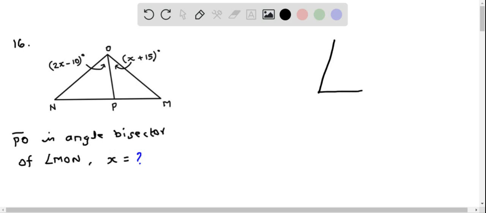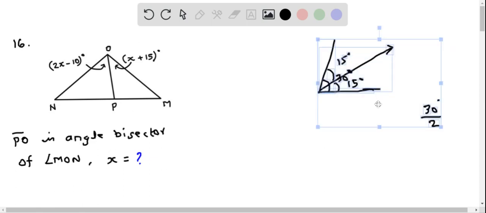Suppose we have a ray like this, and the angle between the rays is, let's say, 30 degrees, and there is an angle bisector, so we draw an angle bisector like this. This angle bisector divides the total angle between these rays into two congruent angles. That means it divides exactly into two equal parts. So we can divide 30 by 2 and see that this angle is 15 degrees, and this angle is also 15 degrees. So this is some information about the angle bisector. We will utilize this concept and solve for the value of x.